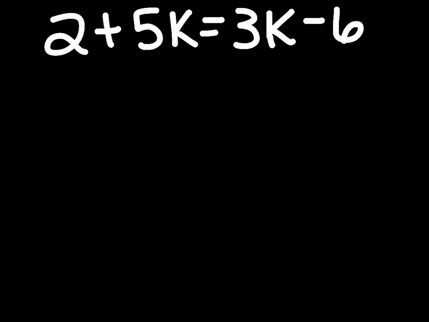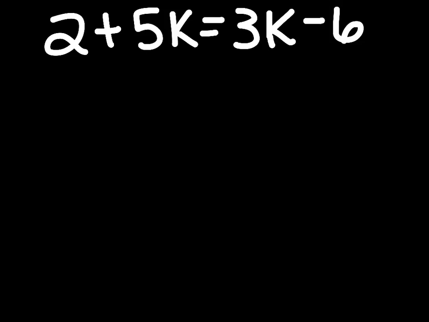Okay, so to solve an equation that has a variable on each side, use the addition or subtraction property of equality to write an equivalent equation with the variable terms on one side. Okay, so we look at this and we have 2 plus 5k equals 3k minus 6. And you're probably like, what? Well, don't worry, it's all going to be good. I'm going to help you, so let's go ahead and start.